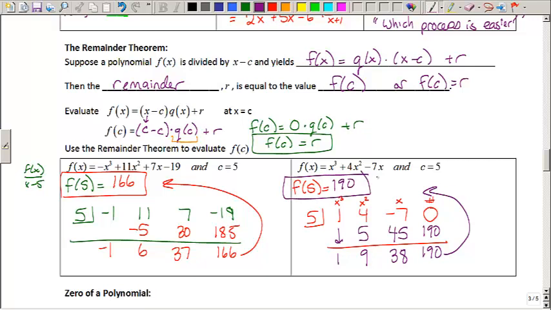This remainder is the same as evaluating f of 5 and getting 190. I find synthetic division a whole lot easier than plugging it all in, unless I had a calculator, and then they're about the same. So the remainder theorem helps you evaluate a function at a number without actually plugging in the values, just using synthetic division with that c.